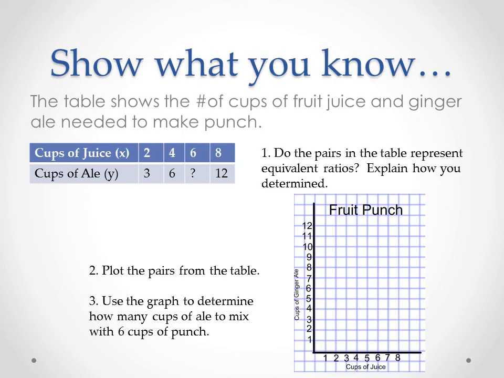So now it's time for you to show what you know. The table below shows the number of cups of fruit juice and ginger ale needed to make punch for a baby shower. So the first thing we want to do is you're going to look at the pairs in the table and determine whether or not they represent an equivalent ratio and explain how you knew that. Then you're going to plot the pairs from the table on the graph that's shown, and you're going to use the graph to determine how many cups of ale to mix with 6 cups of punch. Good luck!